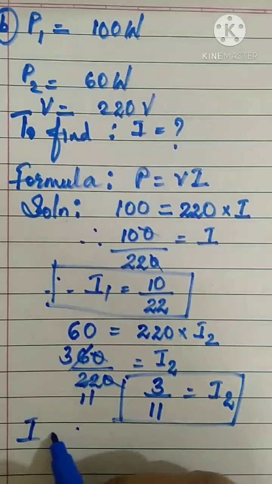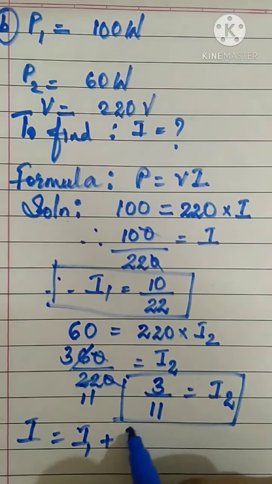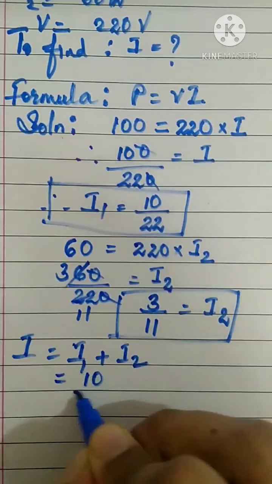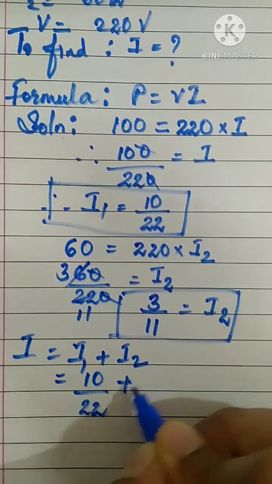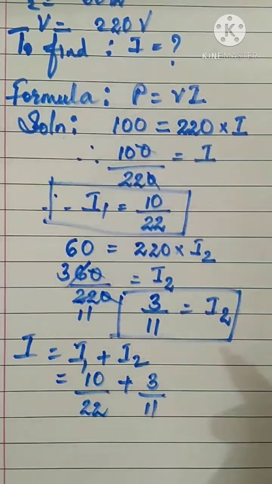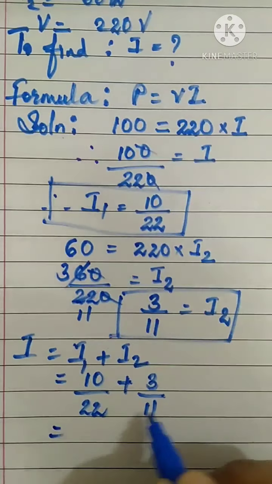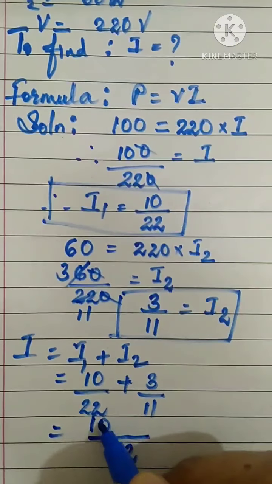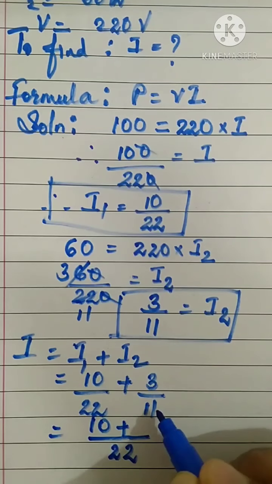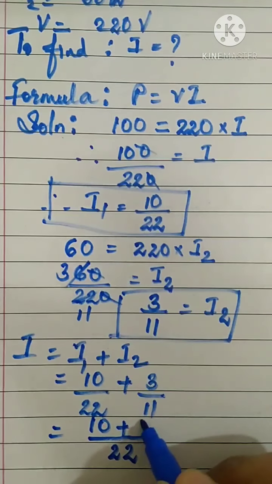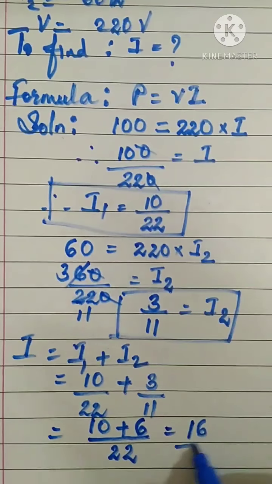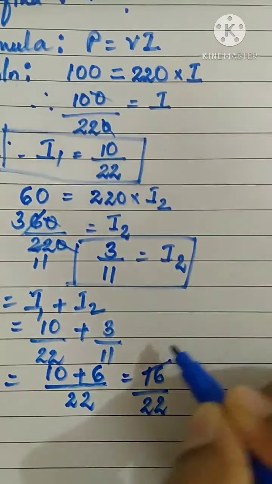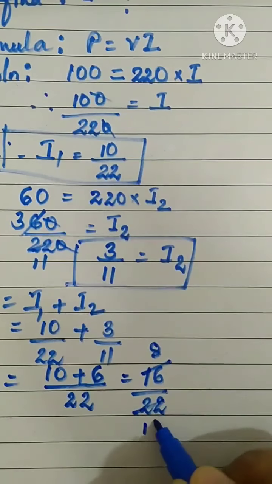Okay, I is equal to I1 plus I2, which is equal to 10 upon 22 plus 3 upon 11. So 11 and 22, we will write here the LCM. 10 plus 11 2s are 22, so we will multiply up, 3 2s are 6. So we got 16 upon 22. 16 upon 22, if I divide it, 2 8s are 16, 2 11s are 22, so we get 8 upon 11.